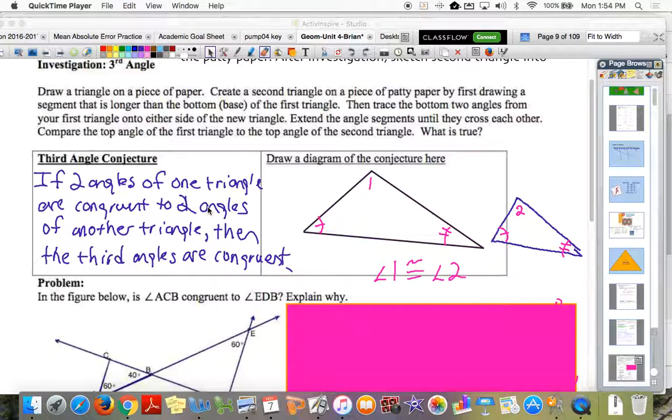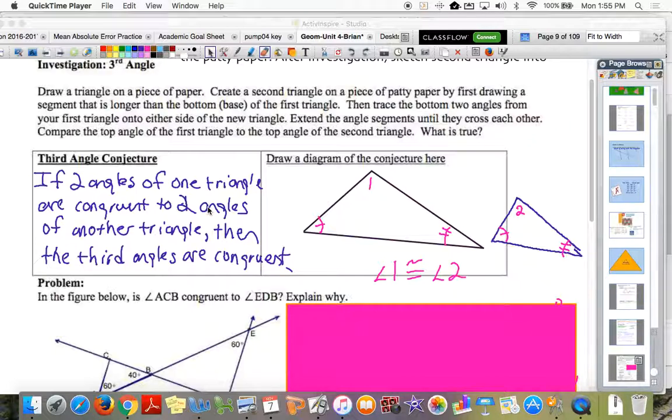Flip to the next page, and we're going to talk about something called the third angle conjecture. Now, some of these properties, of course, if you just think about them for a second, make some logical sense. If we were doing this in class, we might do a little investigation as it talks about in the first paragraph. It says, draw a triangle on a piece of paper, create a second triangle on a piece of patty paper by drawing a segment that is longer than the bottom of the first triangle.